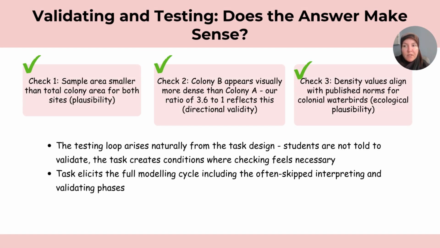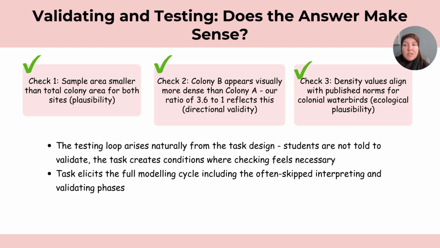Before we wrote our final recommendation, we ran three validation checks. First, we confirmed that the sample area was smaller than the total colony area for both sites. It's a basic plausibility check, but an important one. If the sample had somehow been larger than the total site, that would immediately signal a measurement error. Second, we went back to the photographs. Colony B appears much more densely packed than colony A, so our ratio of 3.6 to 1 needed to reflect that visual difference, and it did.